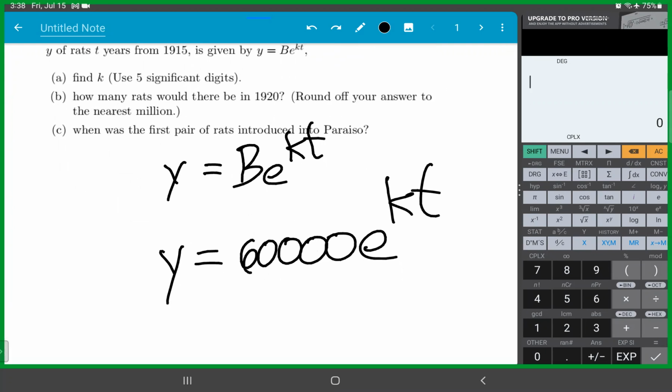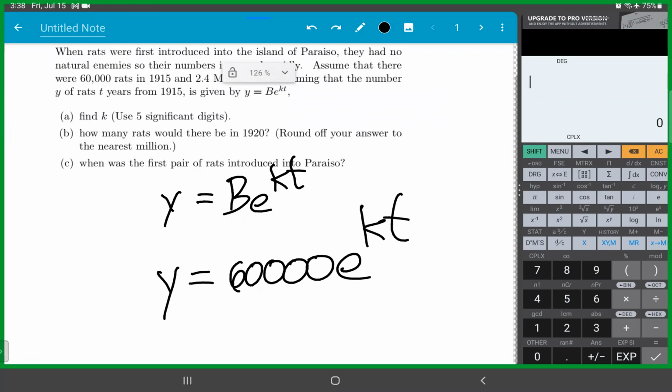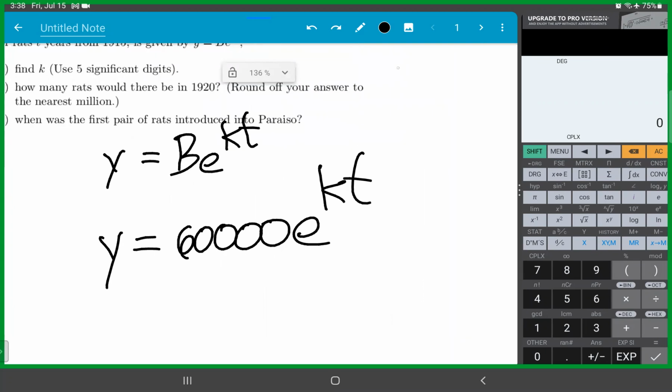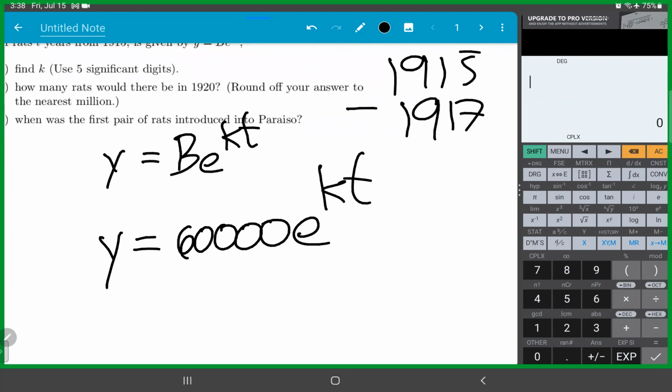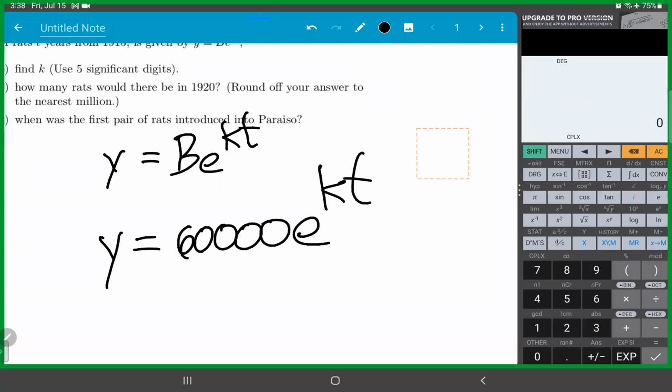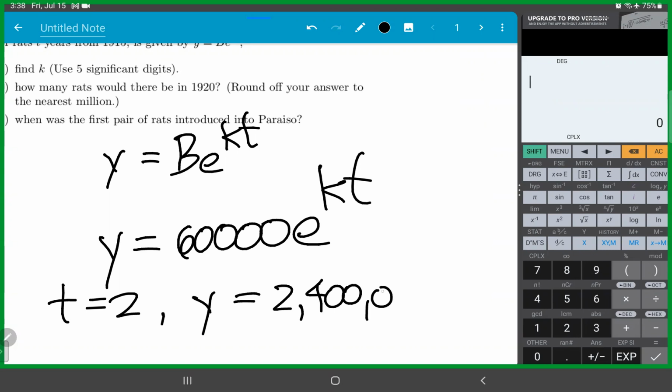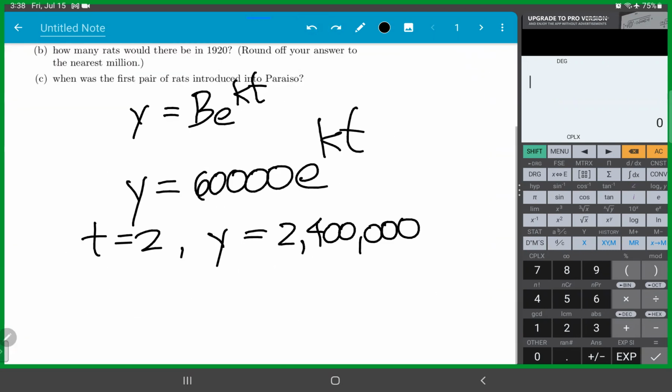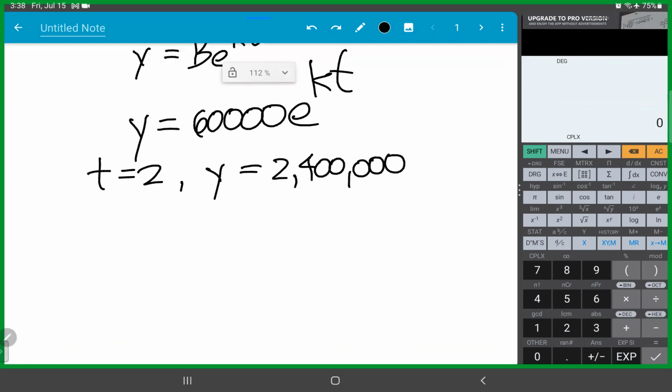But anyway, we are told that it's 2.4 million in 1917, and the base year is 1915, so 1917 will be 2 years from 1915. So t equals 2. When t equals 2, the population is 2.4 million, or 2,400,000. Now we plug that into the equation here, and we get k.